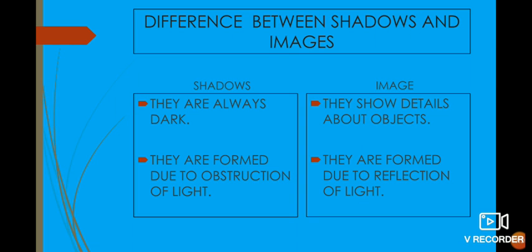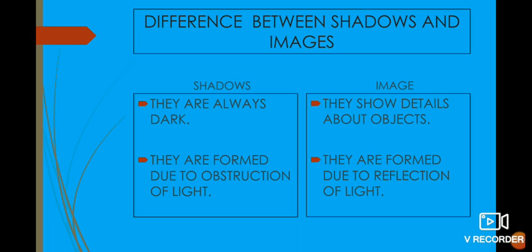Let us now understand the difference between shadows and image. A shadow is always dark, isn't it? No matter how the light is, the shadow is always going to be dark. But the image is an exact replica or a picture of the object itself. It shows you details, isn't it? If you are wearing a red dress, your image will also show a red dress, isn't it?